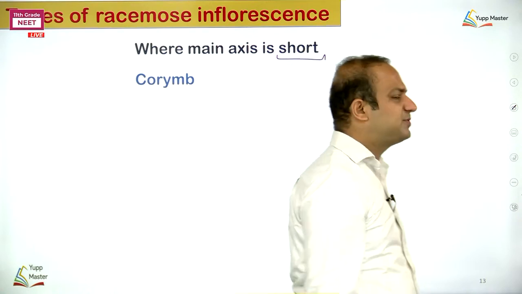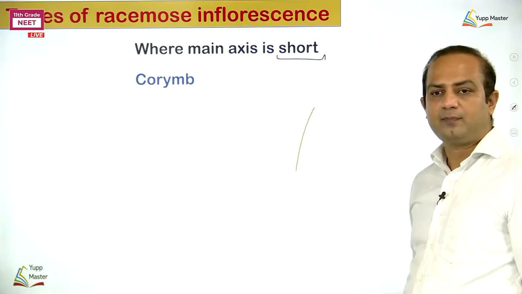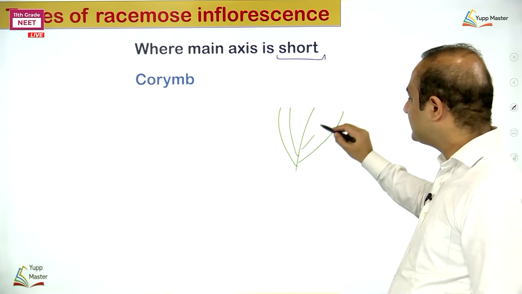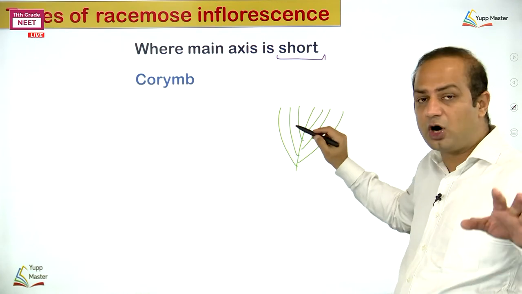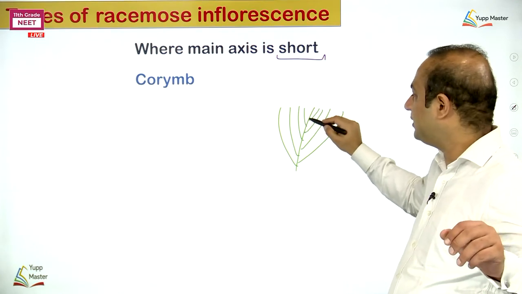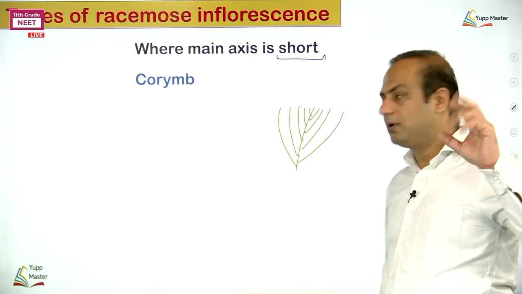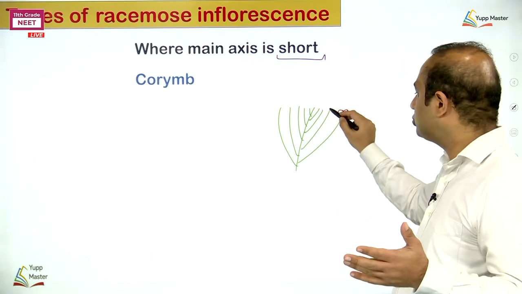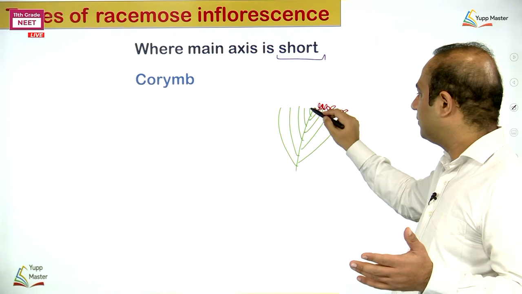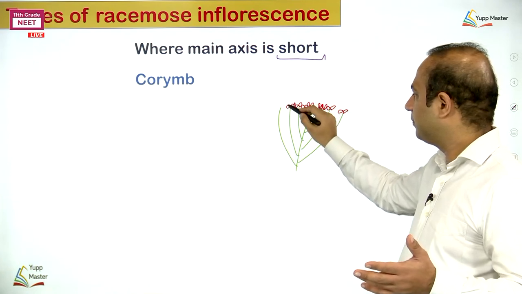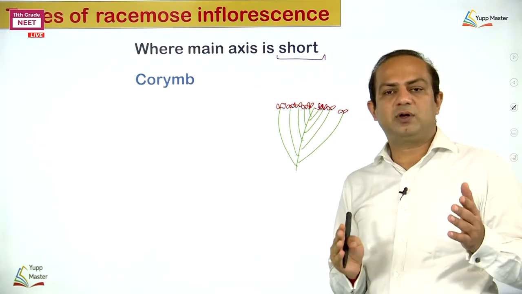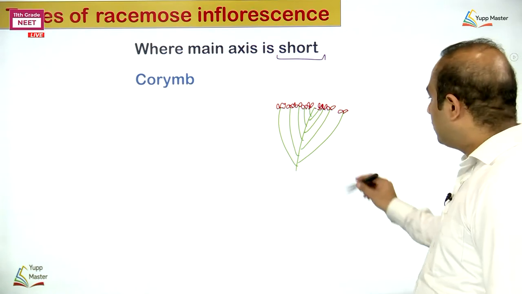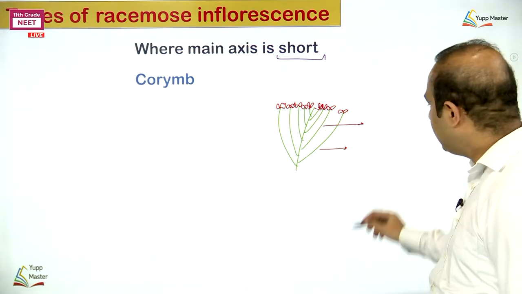Now what is corymb? Corymb is something where we observe the peduncle bearing the pedicels. Here there are pedicellate flowers. See what is happening. The lower flowers have longer floral stalks, means longer pedicels. The flowers which come near the apex have short pedicels. Means they are trying to reach almost the same level. If they are trying to reach almost the same level, this is what is called corymb.